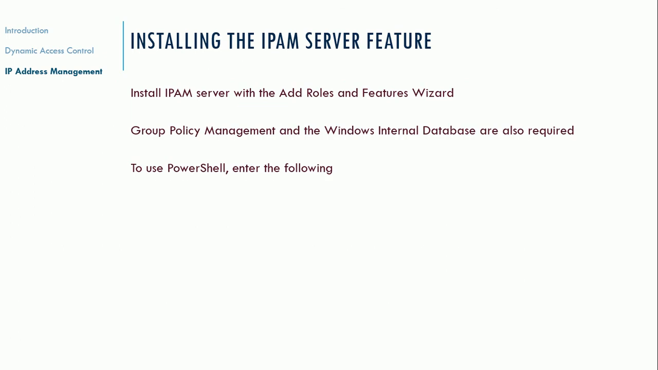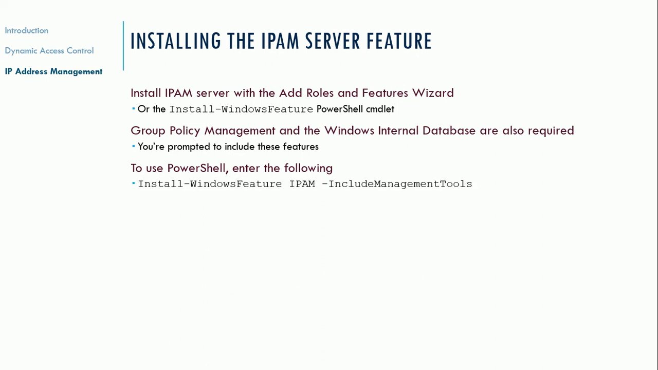All right, so to install the IPAM server, you're going to use Add Roles and Features, or you could use the PowerShell cmdlet Install-WindowsFeature, which we've talked about before. Group Policy Management and the Windows Internal Database are also required, so you're prompted to include these features. I believe in 2016 it actually uses Microsoft SQL Server. I'm not 100% sure about that. There may actually be a way to use SQL Server in 2012 as well, but I've never done it. You would need to do that if you had a really large network with a tremendously huge number of IP addresses and DNS information being tracked, but it's certainly not required.